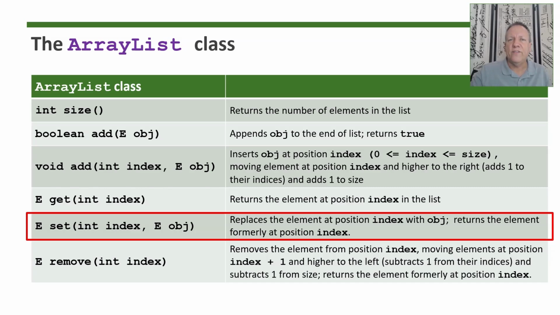But in this case, it doesn't scoot items down to make room for the element. Set replaces the element at position index with the new object. Then it also returns the element that was formerly at that position. And it's up to you whether or not you want to capture whatever is getting returned from the set method.